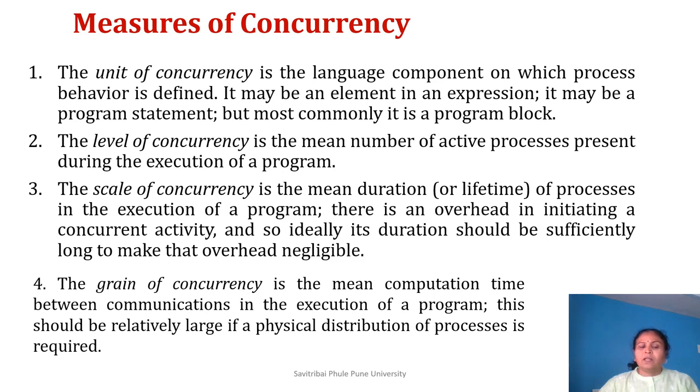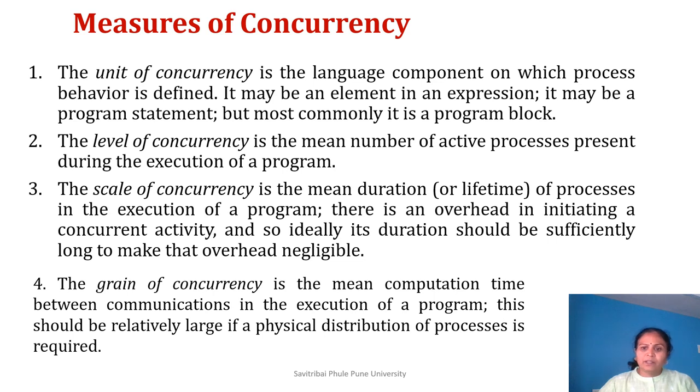The unit of concurrency is the language component on which process behavior is defined. It may be an element in an expression, it may be a program statement, but most commonly it is a program block. The level of concurrency is the mean number of active processes present during the execution of a program. The scale of concurrency is the mean duration or lifetime of processes in the execution of a program.